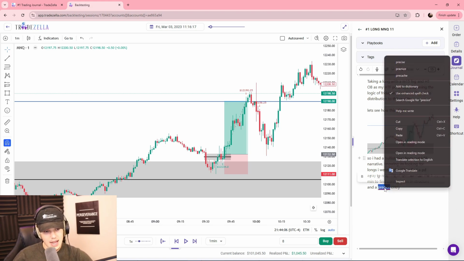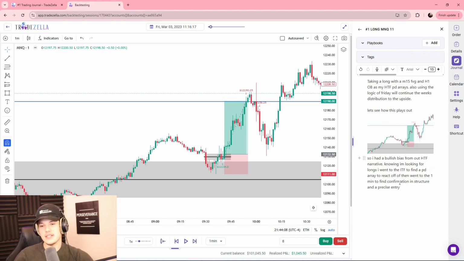My keyboard, I was a professional gamer. I have a very sensitive keyboard because I needed to do fast action, so it's really hard to type with this. So yeah.